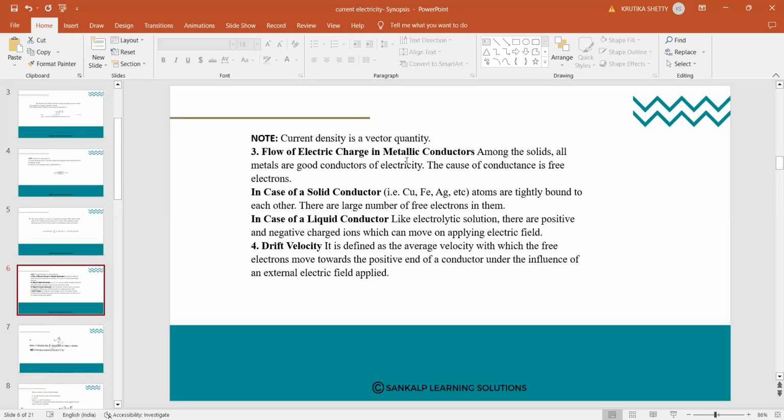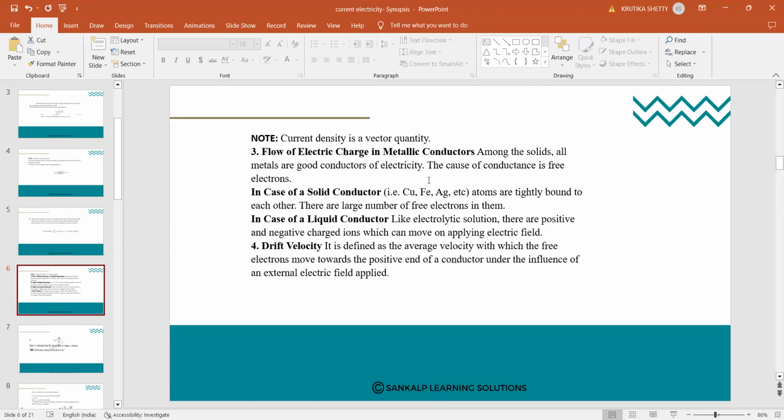The flow of electric charge in metallic conductors: among the solids, all the metals are good conductors of electricity. The reason is what? Because they consist of free electrons. So all conductors are good conductors of electricity. Why? Because all metals are good conductors of electricity because they have free electrons. So since free electrons are more, we can say it is a good conductor of electricity.